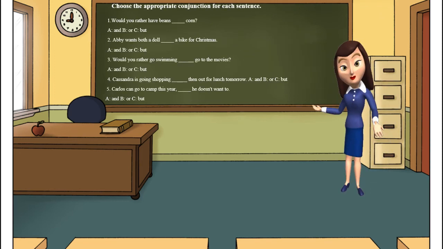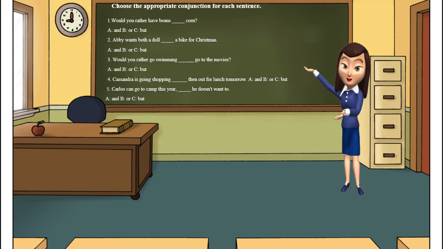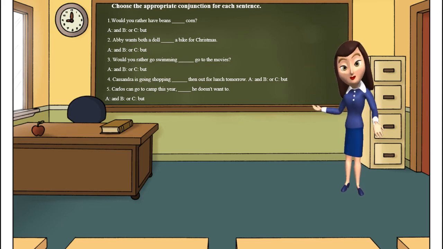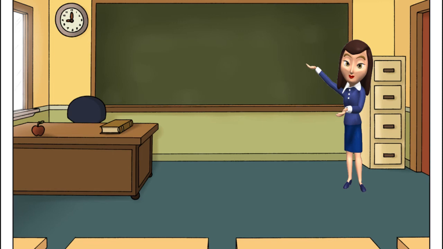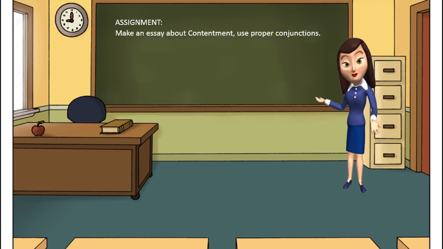Class, there are 5 sentences written on the board. I want you to supply or give the appropriate missing conjunctions in each sentence. If everybody's done answering, please pass your papers in front. Class, please copy your assignment written on the board.